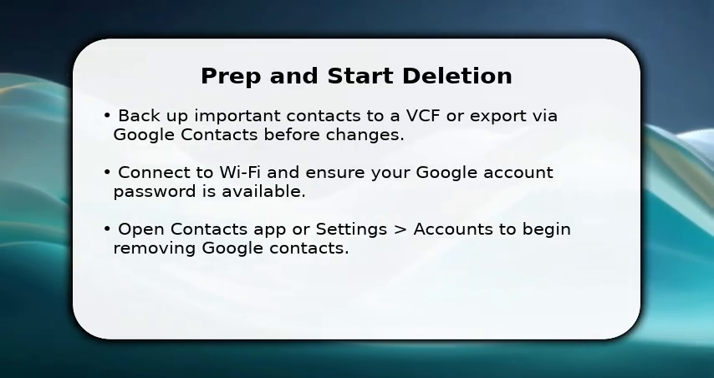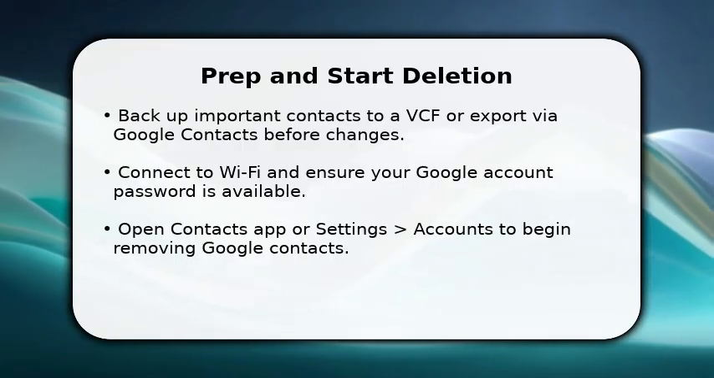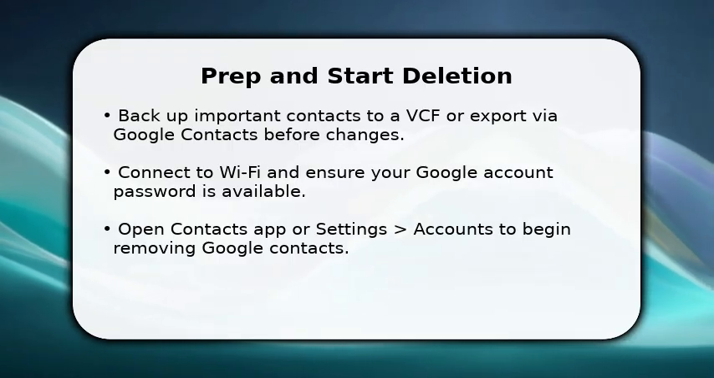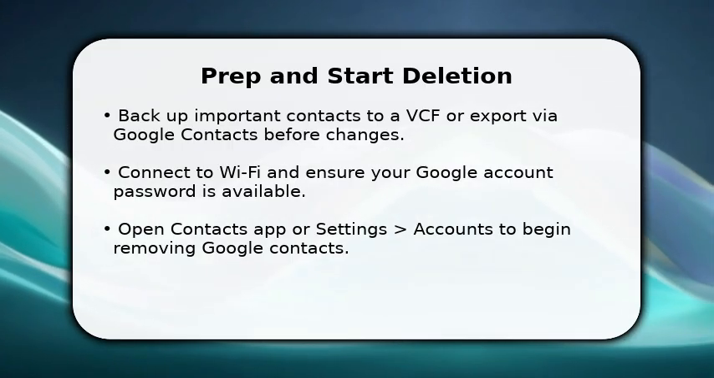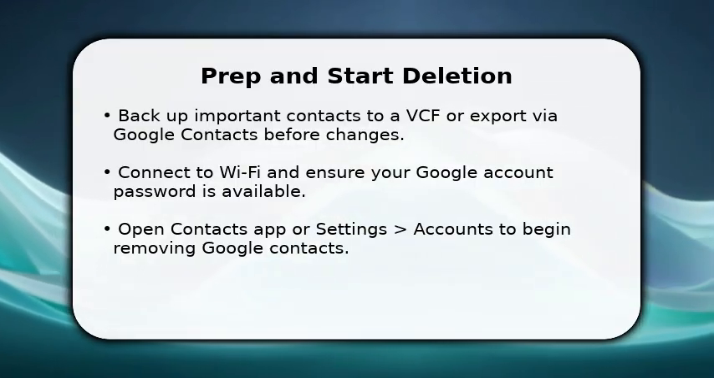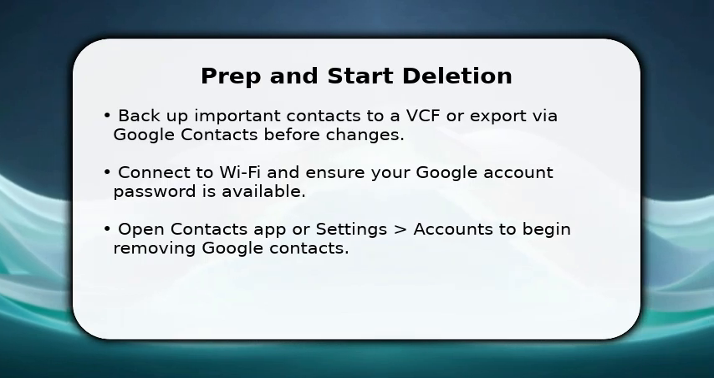Now open your Contacts app, tap the menu, and verify which account is shown. Make sure Google Contacts are visible so you remove the right entries. Next, go to Settings, Accounts, Google to access sync and deletion options. This is where you begin removing synced contact data.